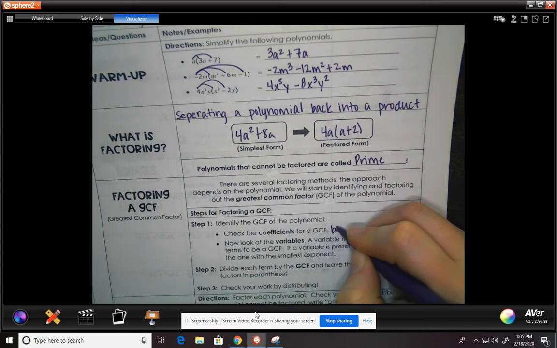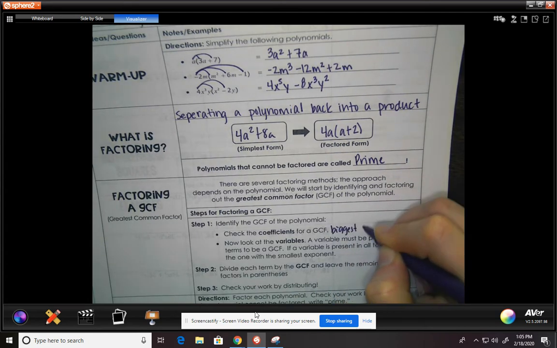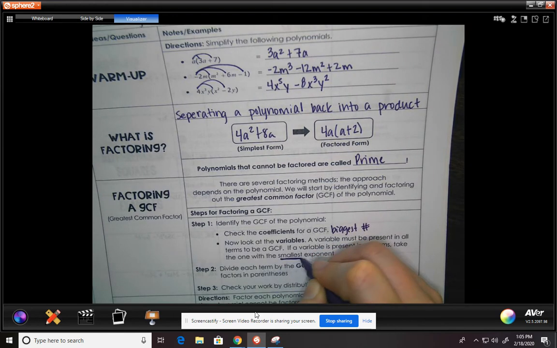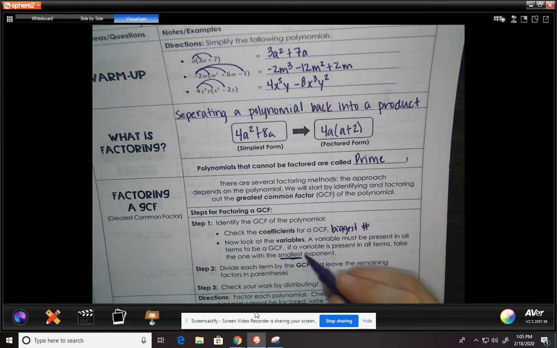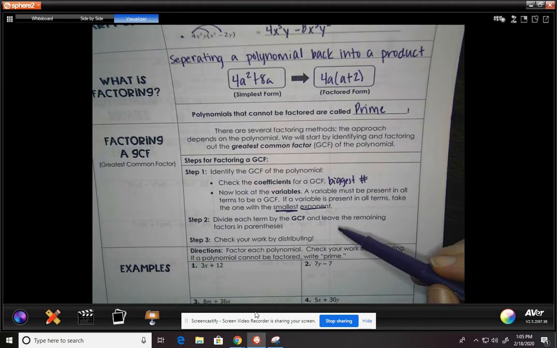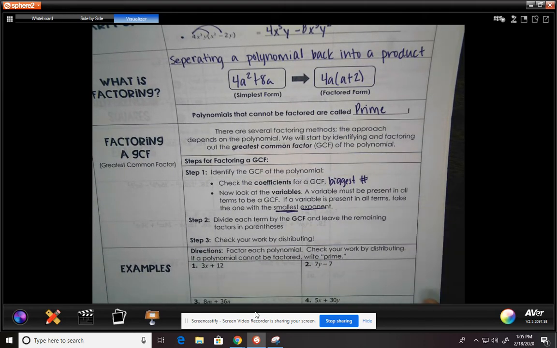Let me write that. Biggest number. And a variable must be present in all the terms. If a variable is present in all the terms, take the smallest exponent. Okay? That means every piece has to have the letter, and you take the smallest exponent. And then you're just going to divide each term by the GCF and leave the remaining factors in parentheses. You check by distributing your work, and then you are done.